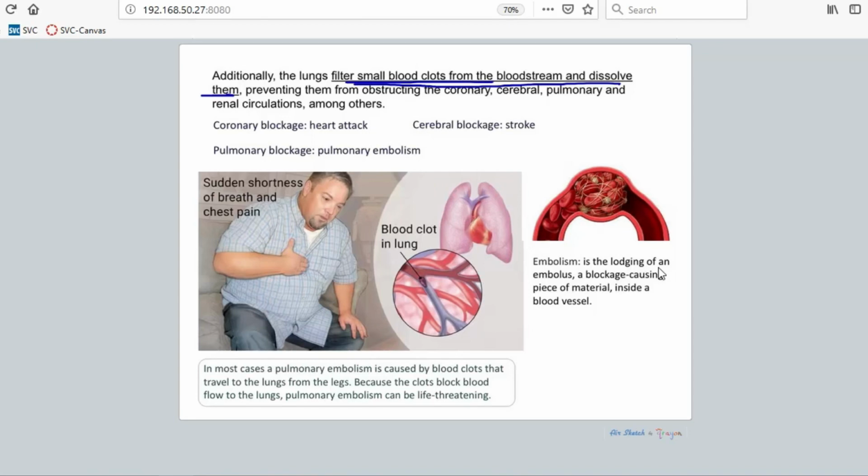And that's important because if you have blood clots rolling through the blood, then it can cause an embolism here, where you have the lodging of this embolus, this blood clot, inside of a blood vessel. And if that occurs in the heart, it can cause a heart attack. In the lungs, it causes what's called a pulmonary embolism, and if that occurs in the brain, it can cause a stroke. So again, the lungs are involved in filtering these blood clots and then dissolving them.